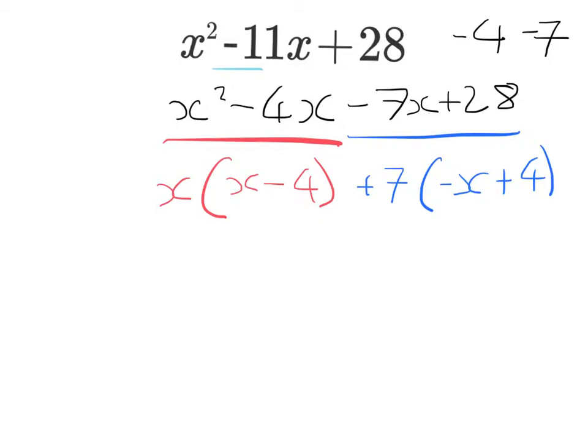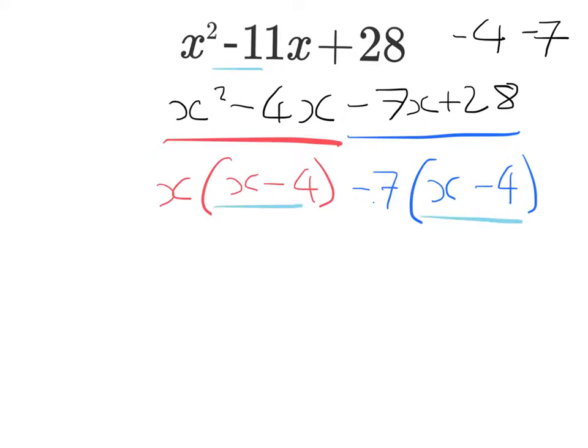And the problem here is that my two brackets, I do not have a common factor here, so I can't go any further. So I need to think a bit more carefully about taking out my common factor here. 7 didn't work, so if I could take out negative 7. That would leave me with x, because minus 7 times x gives me minus 7x, and minus 4, because negative 7 times negative 4 would give me positive 28. Now this time I've got my common factor.